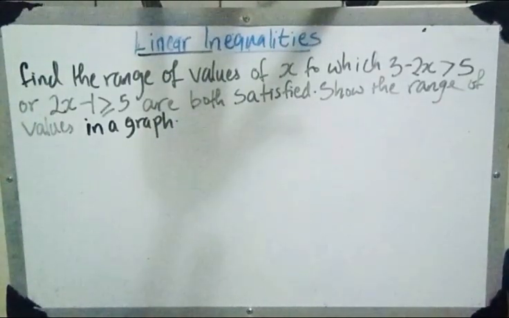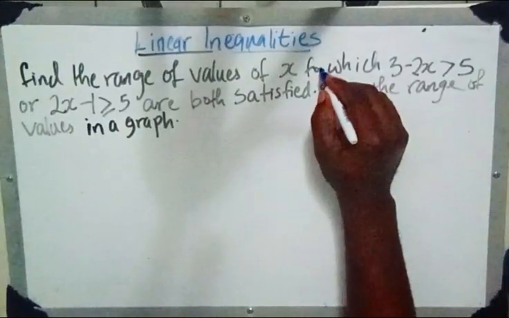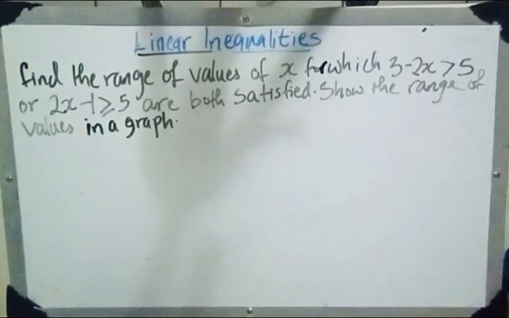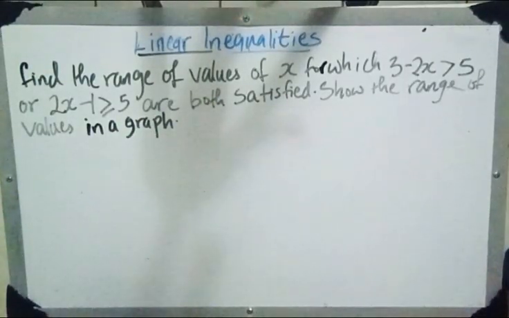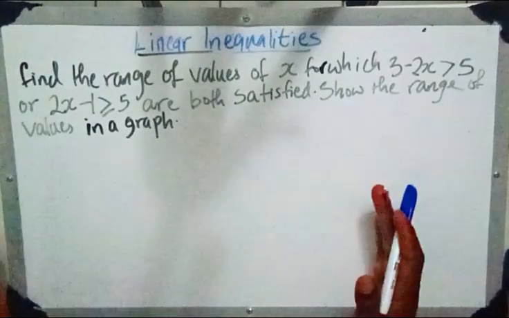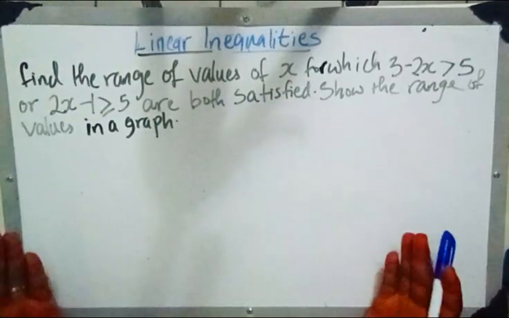Now we have a question here that says find the range of values of x for which 3 minus 2x greater than 5 or 2x minus 1 greater than or equal to 5 are both satisfied. Show the range of values in a graph. Now I don't think this is going to be really challenging just because of the ambiguities here. What it simply means is that we are going to solve these two inequalities separately but together.